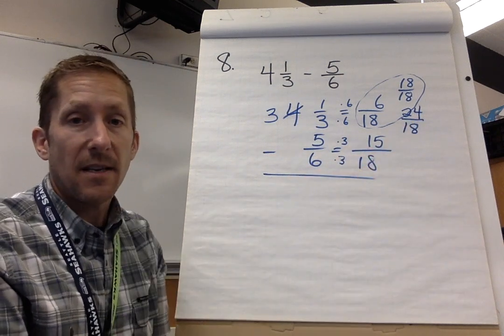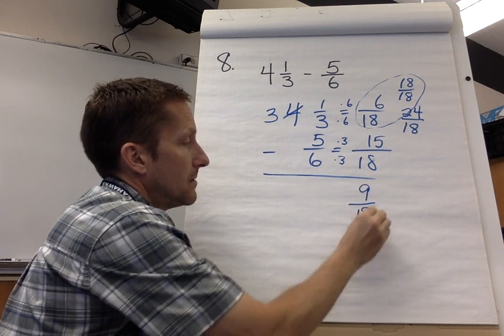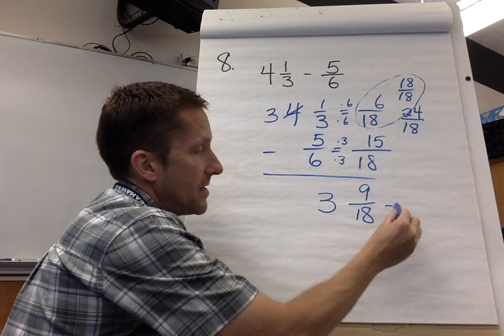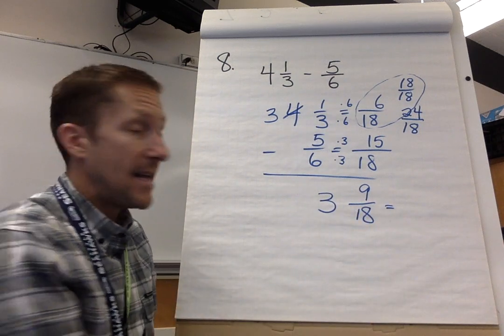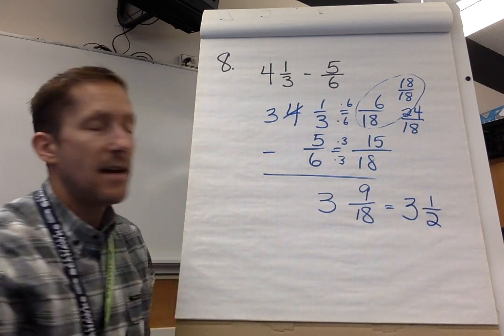Now I can subtract. 24 subtract 15, I can do that. That turns into 9/18. 3 take away nothing is 3. And simplifying 9/18 all the way, I get 3 1/2.